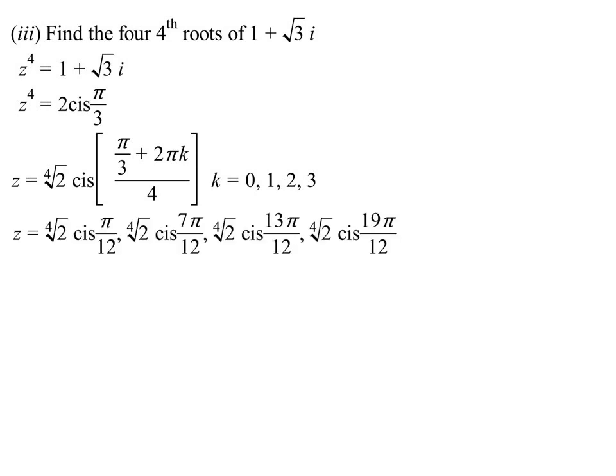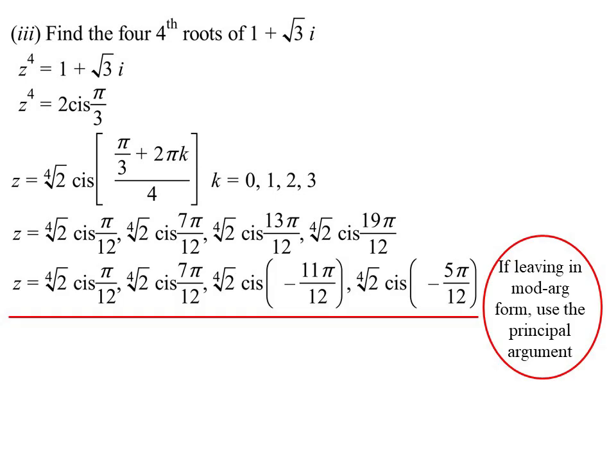But I'm leaving my answers like this, main reason being cos of pi on 12. What's that? I mean, it's not one of our exact values. I could work it out using our cos alpha plus beta formulas and things like that. But I'll just leave it in this form. But if I am leaving it, and this is what I was saying before, if your answer is going to be left in that form, then yes, change them to the principal arguments. So my 19 pi on 12 got changed to minus 5 pi on 12, and so on.